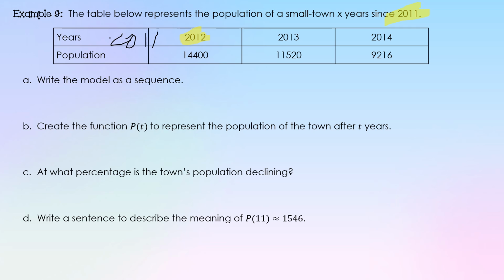So write the model as a sequence. So if we want a sequence, we are going to do a sub n. We need to know the first term. We have the first term because 2012 is 1 after 2011. And the second term would be 2013, and the third term would be 2014. So we have the first term is 14,400.